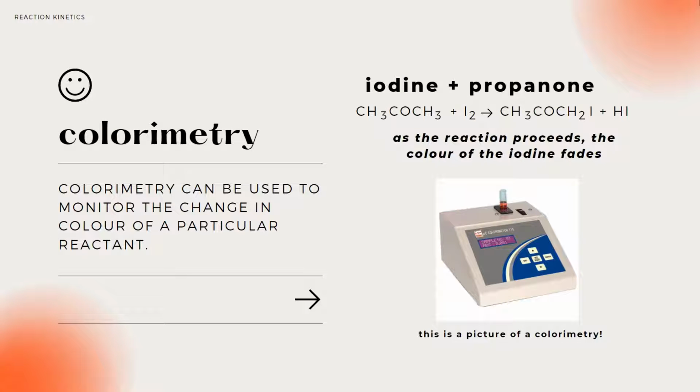Colorimetry can be used to monitor the change in color of a particular reactant. So here is one example of the usage of colorimetry in the continuous method, which is iodine plus propanone. As the reaction proceeds, the color of the iodine fades. And as you can see down here, this is a picture of a colorimeter.